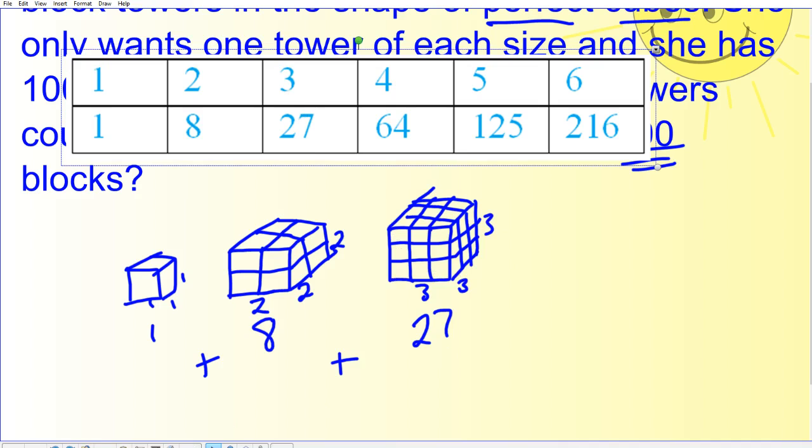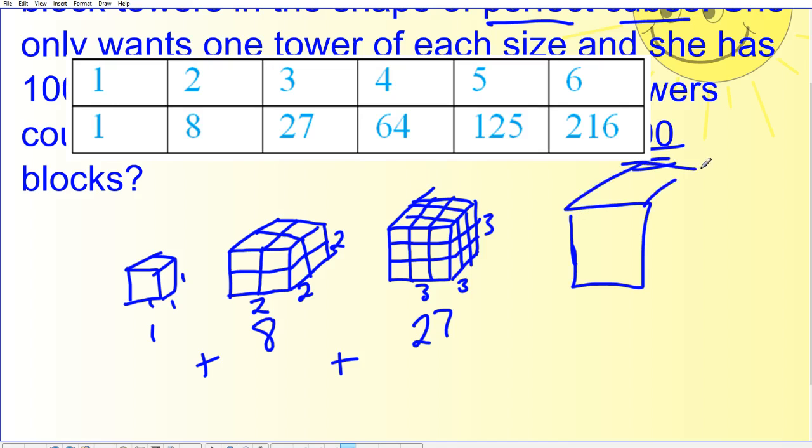I don't really need to even draw the 4th block. I can just make a quick sketch if you want and say it's 4, 4, 4. I know that's going to be 64 blocks. Now, if I add this next tower, that's going to be way too big. She's not going to have enough blocks for that. She only has 100 blocks total, and this one tower of 5 blocks would take 125 little blocks to make. She doesn't have that many. So the answer is either going to be 3 or 4.